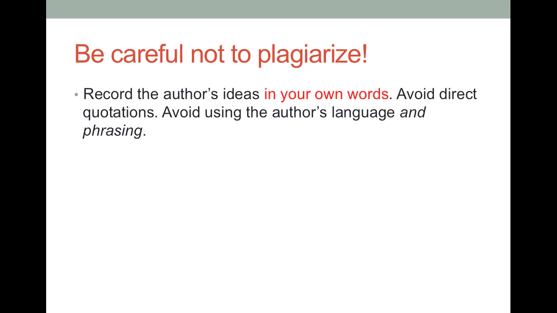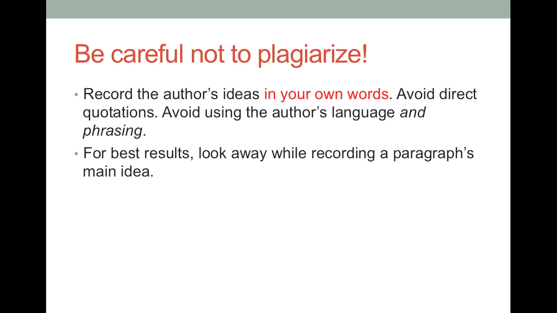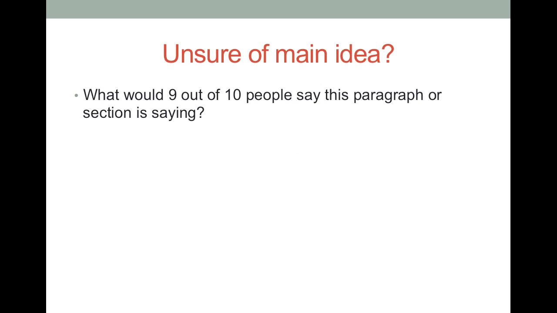When recording your own list of main ideas or points, be sure you're using your own words and phrasing. Think about reading the paragraph and then looking away as you record its main idea. If you look directly at the paragraph while making your list, you're likely to borrow some of the author's exact words or phrasing. That's plagiarism. If you're not sure about a paragraph's main idea, think about what a majority of readers would identify as its main idea.